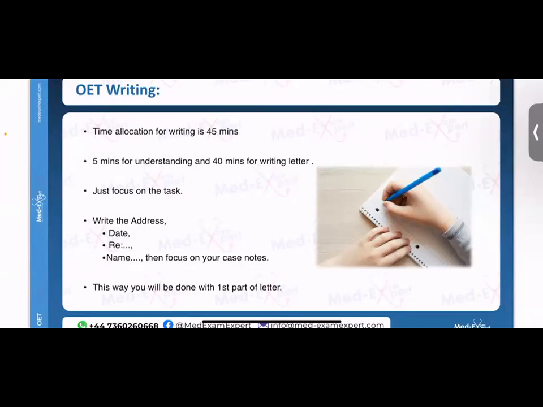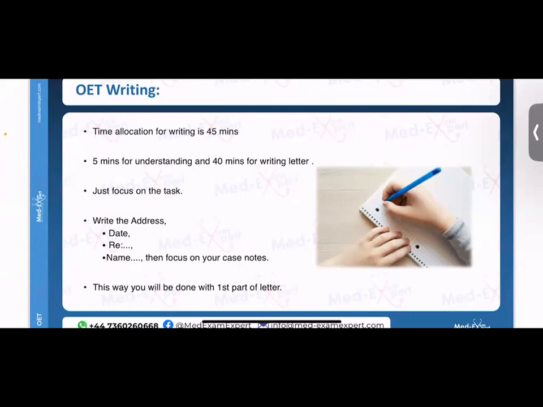Then after reading that task, you understand the case notes for 5 minutes, because in that 5 minutes you won't be allowed to write; the invigilation team is invigilating you and they won't allow you to write, because those 5 minutes are for you to understand the case notes. And after that 5 minutes they will allow you to complete your letter in the complete 40 minutes.